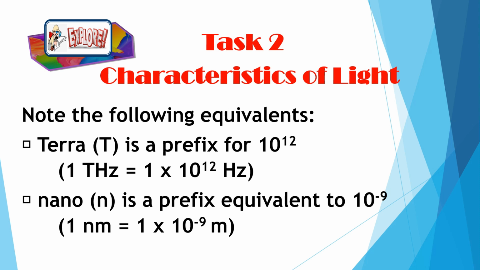Before we proceed, please take note of the following equivalents. Tera, T, is a prefix for 10 raised to the power of 12. 1 terahertz is equal to 1 times 10 raised to the power of 12 hertz. Nano, n, is a prefix equivalent to 10 raised to the power of negative 9. 1 nanometer is equal to 1 times 10 raised to the power of negative 9 meters.